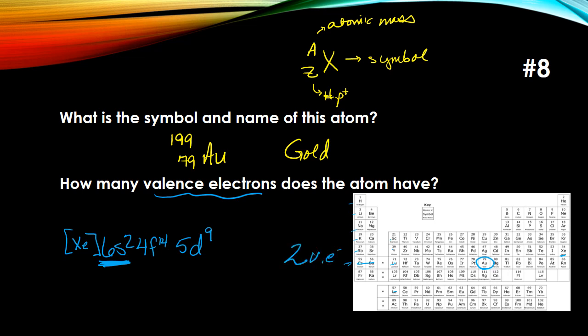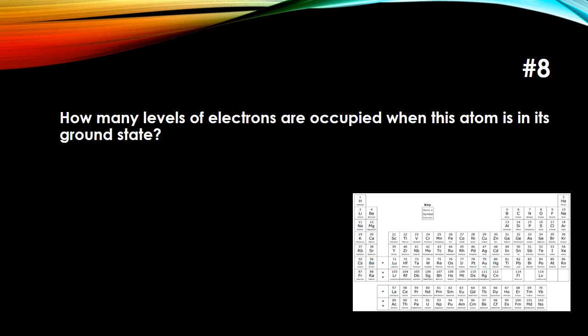To be honest, gold is one of those exceptions to the rule, but we're not really going to cover the exception, so you can just nod and smile if you hear somebody say, gold's an exception. You can go, yeah, my teacher said something about that. Don't worry about it. 6s2, 2 valence electrons. You do know the answer to this question, even if you're not sure about how I worded it, or how the textbook worded it is a better way to say it.